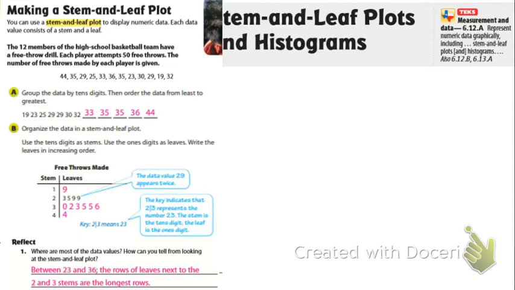Okay, and then they're asking us on the bottom to reflect. Where are most of the data values? How can you tell from looking at the stem and leaf plot? Well, ladies and gents, as you can read the answer there, if you look at the stem and leaf plot, most of the data is found between 23 and 36. Remember, here are the tens places, and here we have the leaves, which are the ones, okay?